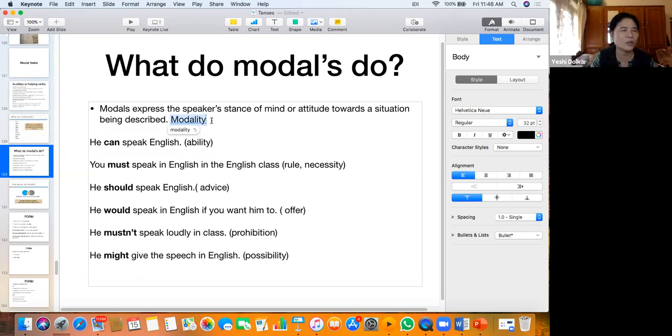All right. So what is the mode there? How is he thinking? That is what these do. So here is an example. These are different examples. If I say he can speak English, well, the speaker is talking about an ability.